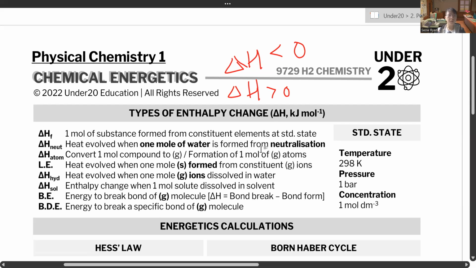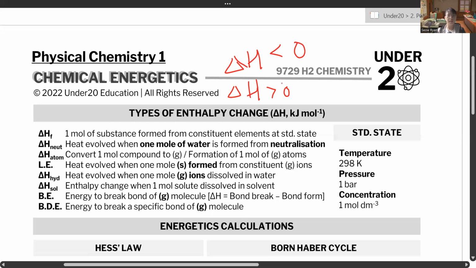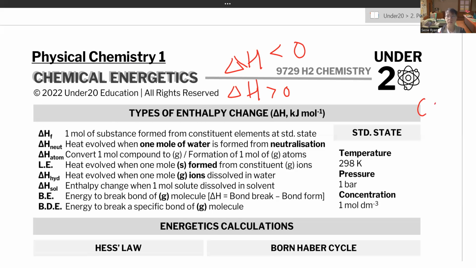Okay, the first is enthalpy change of formation. Enthalpy change of formation is the energy change when 1 mole of a substance is formed from its constituent elements at standard state. So the important part here is constituent elements at standard state. So let's just say if I want to form carbon dioxide. Carbon dioxide is a gas at standard state. So it's made up of carbon and oxygen. Carbon in the standard state is carbon solid, something like graphite, right? And oxygen is not only an O, but O2 at standard state, right? So this would be the equation.